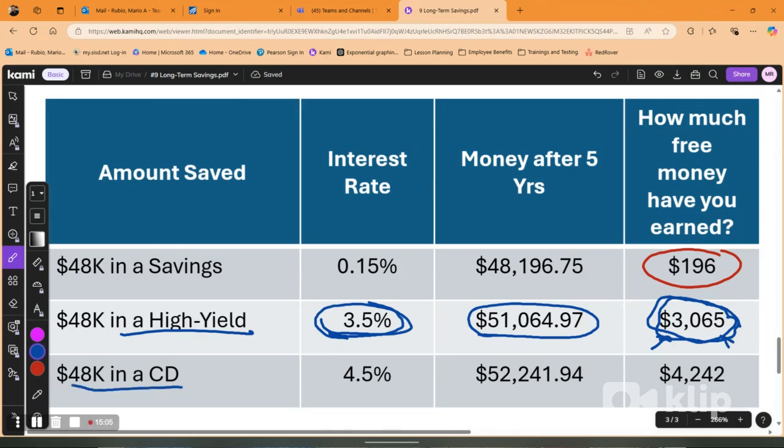And let's say we put it in a certificate of deposit or some other type of account, at 4.5%, then you're really going to, oh my gosh, look at how much you'll have, 52,000. You'll have earned $4,200 in interest for free, doing no work, just putting your money into a savings account instead of spending it or saving it in your wallet. You'll earn $4,000 of free money by saving money into one of these types of accounts.